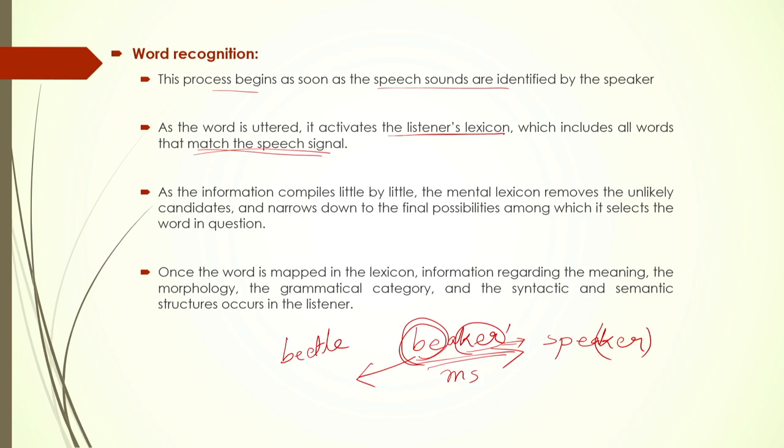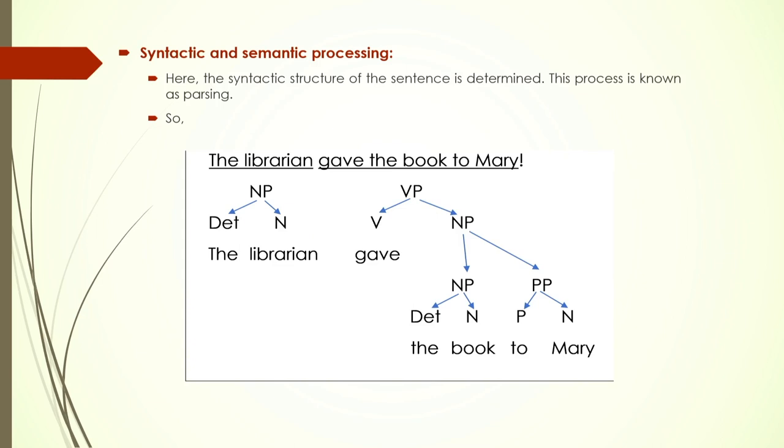Now once the word is mapped, finally we have listened to the whole word and we have mapped it onto an existing representation in the brain, in the mental lexicon, and then information regarding the meaning, the morphology, the grammatical categories, syntactic and semantic structure occurs to the listener. So now we come to the syntactic and semantic processing part. Once this word-level categorization has taken place, going through all of those competing word candidates in terms of similarities, whether in the first phoneme or the last phoneme and so on, the mind has finally recognized the word, mapped it onto its existing category in terms of grammatical, semantic and other information.